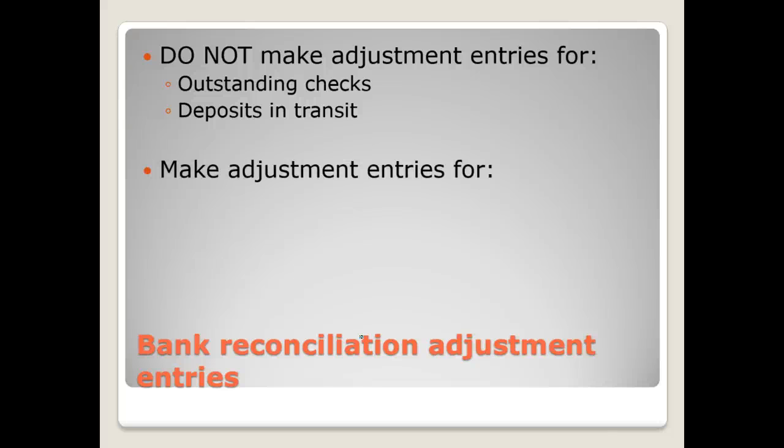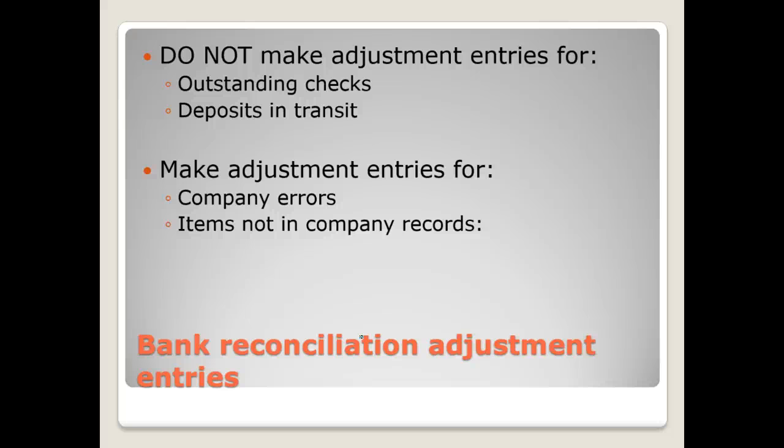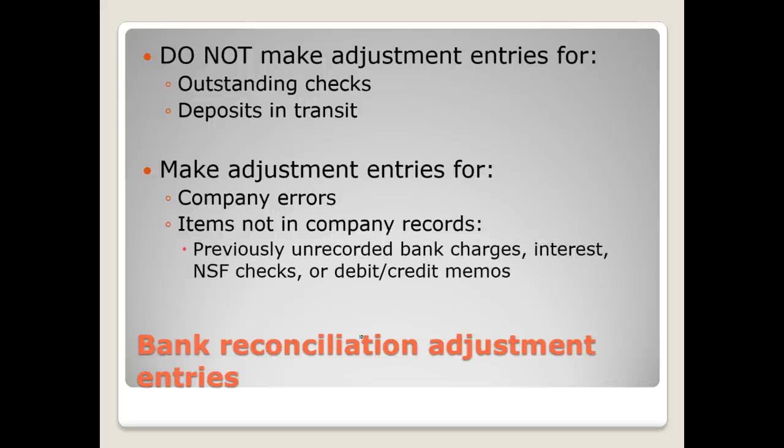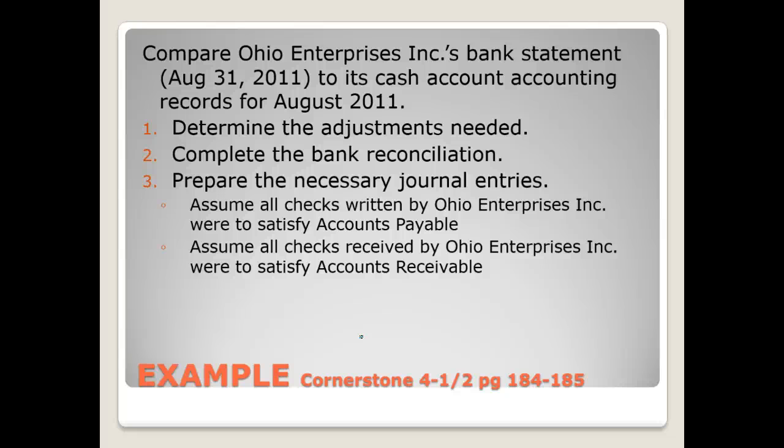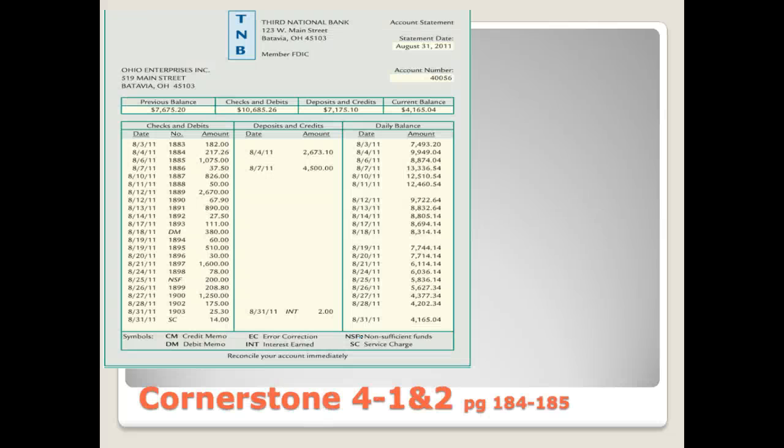You do want to make adjustment entries for any errors in checks that you discovered after looking at the bank reconciliation, any items not in the company records like bank charges, interest amounts, NSF checks, and any debit or credit memos. So let's go to Cornerstones 1 and 2 on pages 184 and 185 in your textbook. And we will look at Ohio Enterprises bank statement in its company records. First, we'll complete the bank reconciliation, and then we will prepare all the adjusting journal entries.